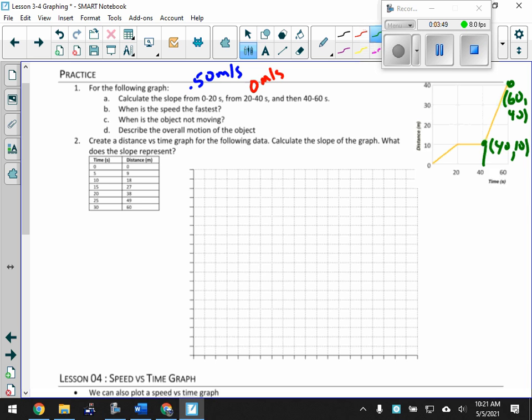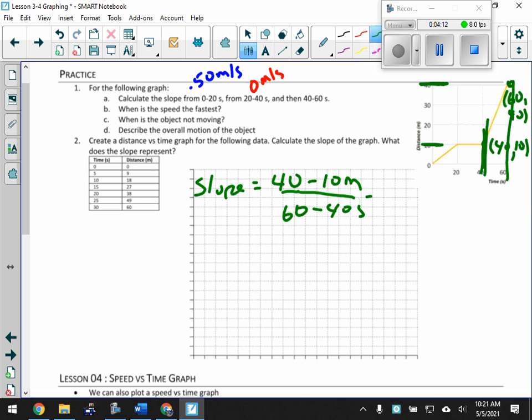And again, if we're talking about the slope here, rise over run if you want. What do we got? 40 minus 10 meters. So 40 minus 10 is the change in the y. And the x here is 60 minus 40, and that's in seconds. So what do you get? 30 meters over 20 seconds, or 1.5 meters per second. And that would be the answer to this part here.